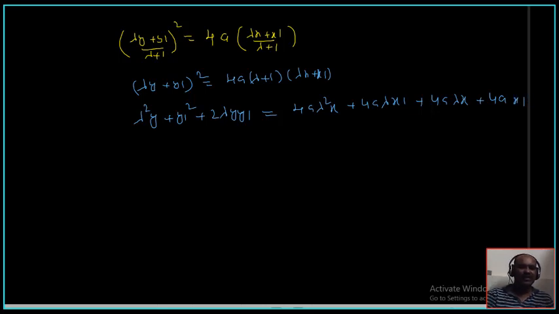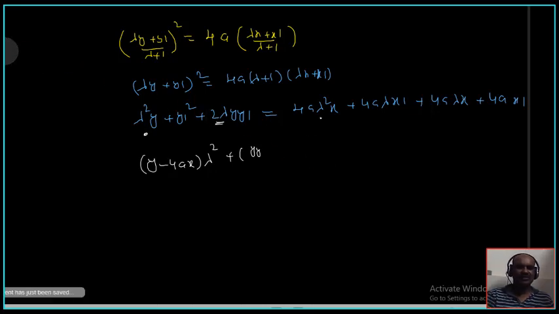Now I want to simplify this and make it into a quadratic in lambda. Lambda square I will take common, here one lambda square: y square minus 4ax into lambda square, plus here 2 lambda is taken common. I want some space for this; y y1 I will write later.